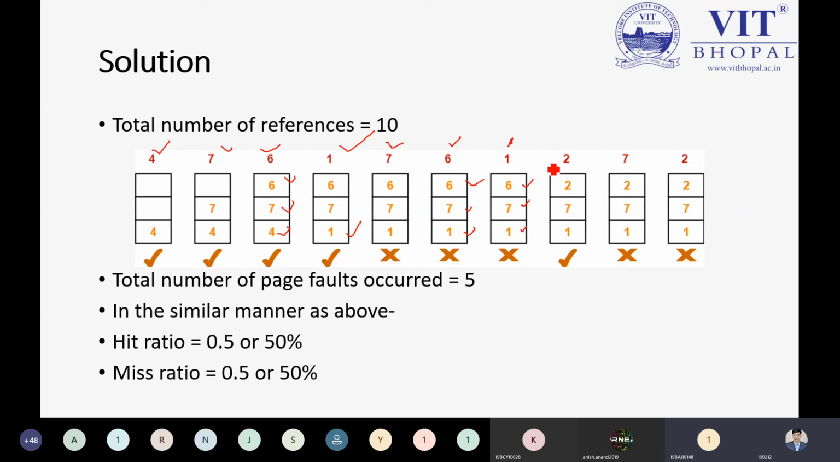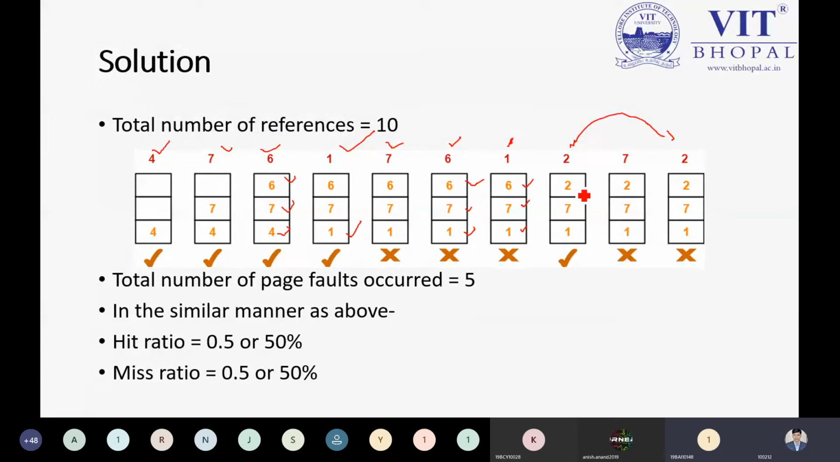Anish, listen carefully over here. You are making some mistakes. Okay. And 2. So 2 is the page which is used over here. So definitely, among the 6, 7, 1, which is the value which is longest unused? So 6. So definitely 6 will be replaced. Okay. So this is the point you need to keep in mind.